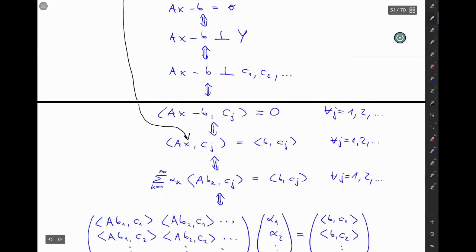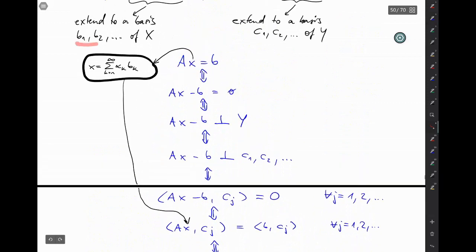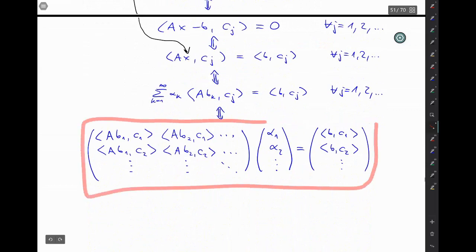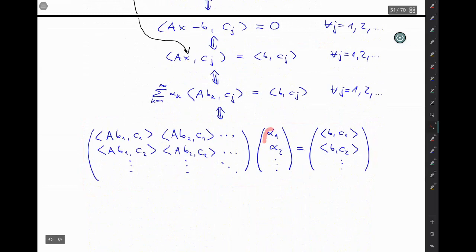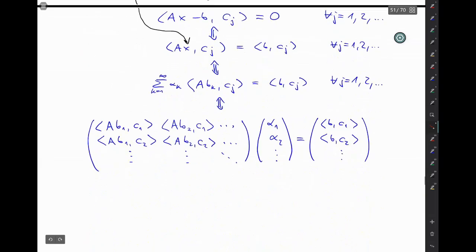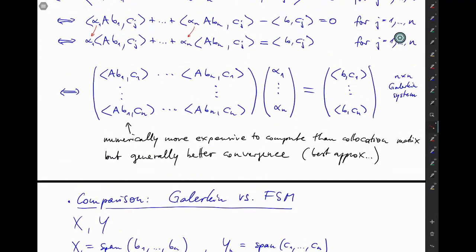So in the end we see that Ax equals b expanded with respect to these two bases of spaces X and Y corresponds to this infinite system here for the unknowns alpha 1, alpha 2, and so on, which are just the coefficients of the unknown vector x with respect to the basis of X. This system here, let's label it by star, looks a lot like the n by n system that we saw at the very end of the Galerkin method, that one here.